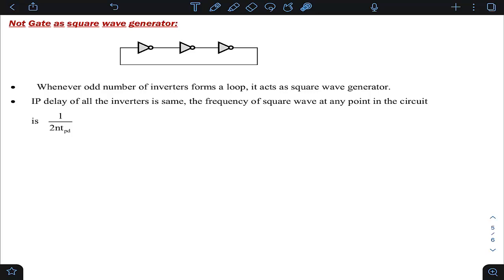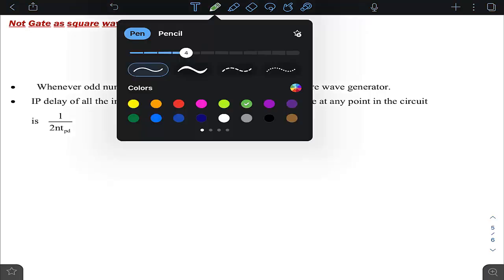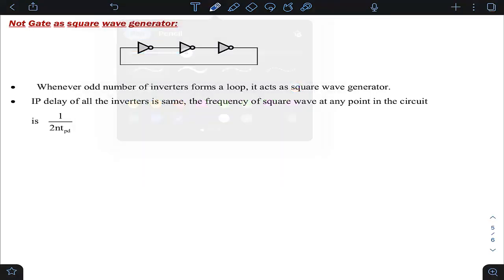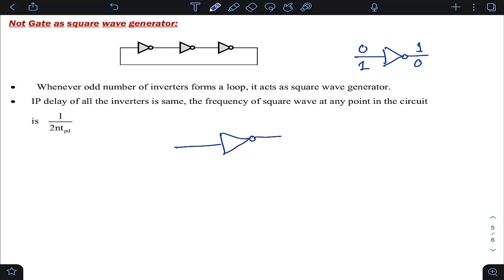Let us see a simple and interesting application of NOT gate. You know that in a NOT gate, when the input is logic 0, it produces output 1. When the input is 1, it produces output 0. So let me connect the output of a NOT gate to its own input. So this is the NOT gate. Its output I am connecting to its own input.